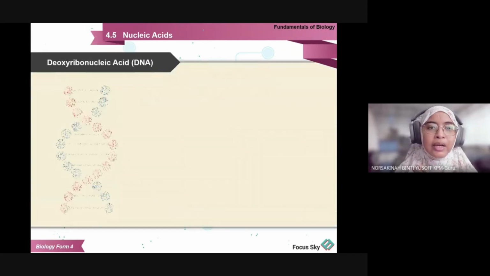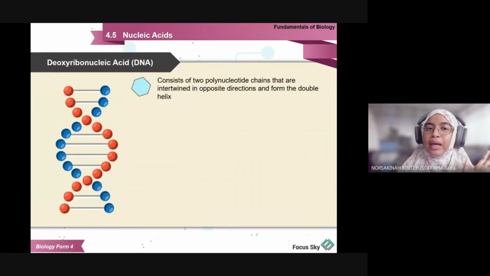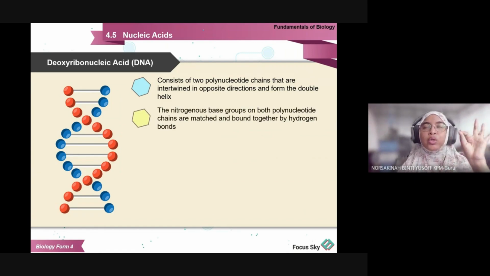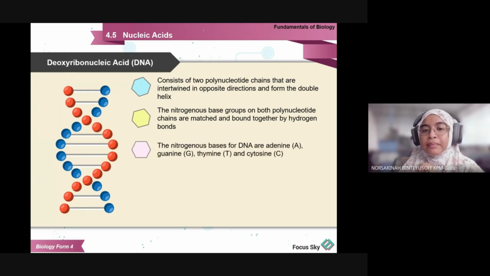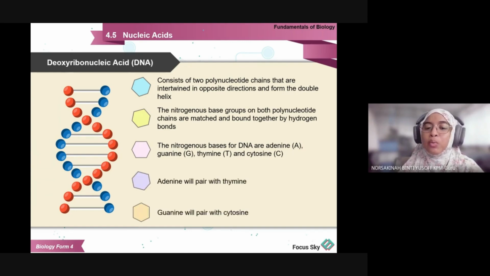Now, the deoxyribonucleic acid, we go for DNA first. If you see, it has two chains intertwined in opposite directions, so you call it a double helix. The nitrogenous bases are meshed and bound together. So for DNA, we have A, G, T, C. The A will pair with thymine, while the guanine will pair with the cytosine.